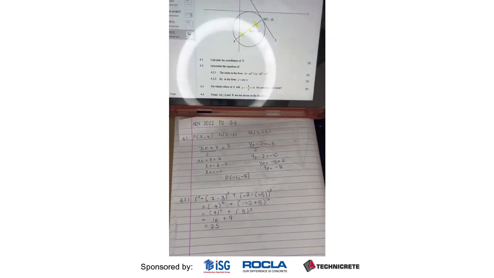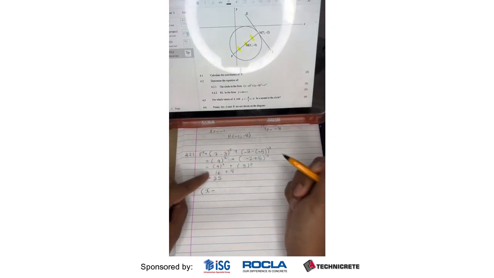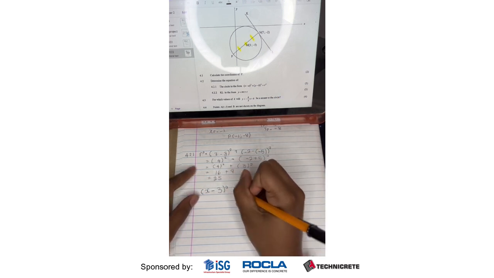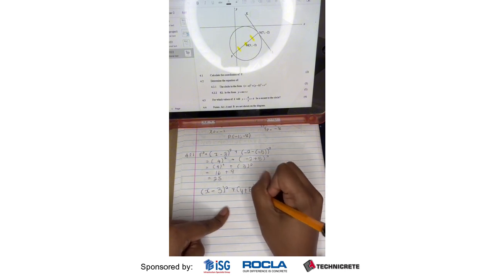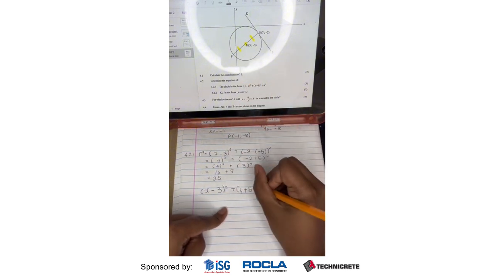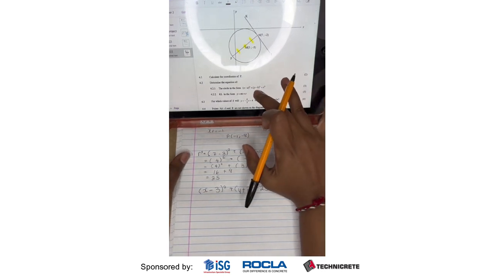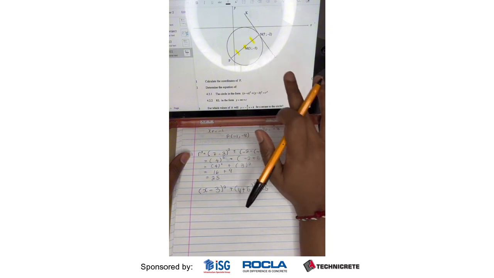Now we can just give the answer in the form of what we need it to be. So (x minus my M value, 3) squared plus (y plus 5, because y is currently a negative) squared is equal to 25. Okay, the next question says determine the equation of KL in the form of y is equal to mx plus c.